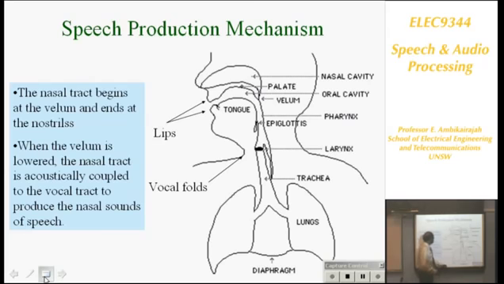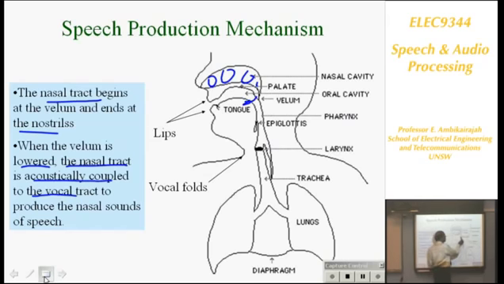And the nasal tract, you look at the nasal tract, begins at the velum and ends at the nostrils. So the velum is here, starts here, and goes to the nasal cavity. That also has different diameters, and ends up there. When the velum is lowered, the nasal tract is acoustically coupled with the vocal tract. So the air coming through this is acoustically coupled and sent through that in order to produce nasal sound.